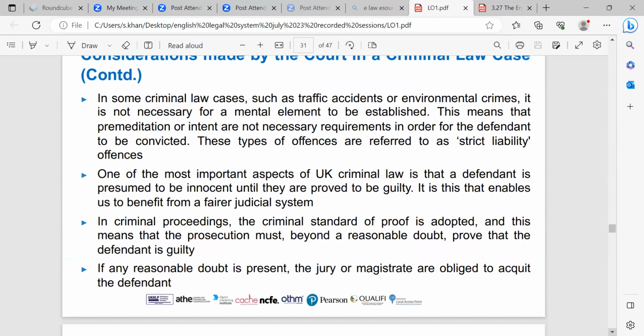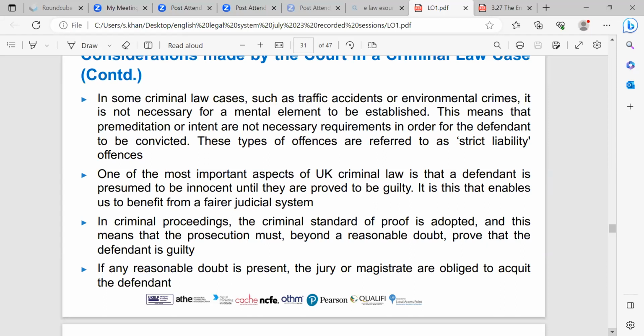In some criminal law cases, such as traffic accidents or environmental crimes, it is not necessary for a mental element to be established. This means that premeditation or intent are not necessary requirements in order for the defendant to be convicted. These types of offences are referred to as strict liability offences.